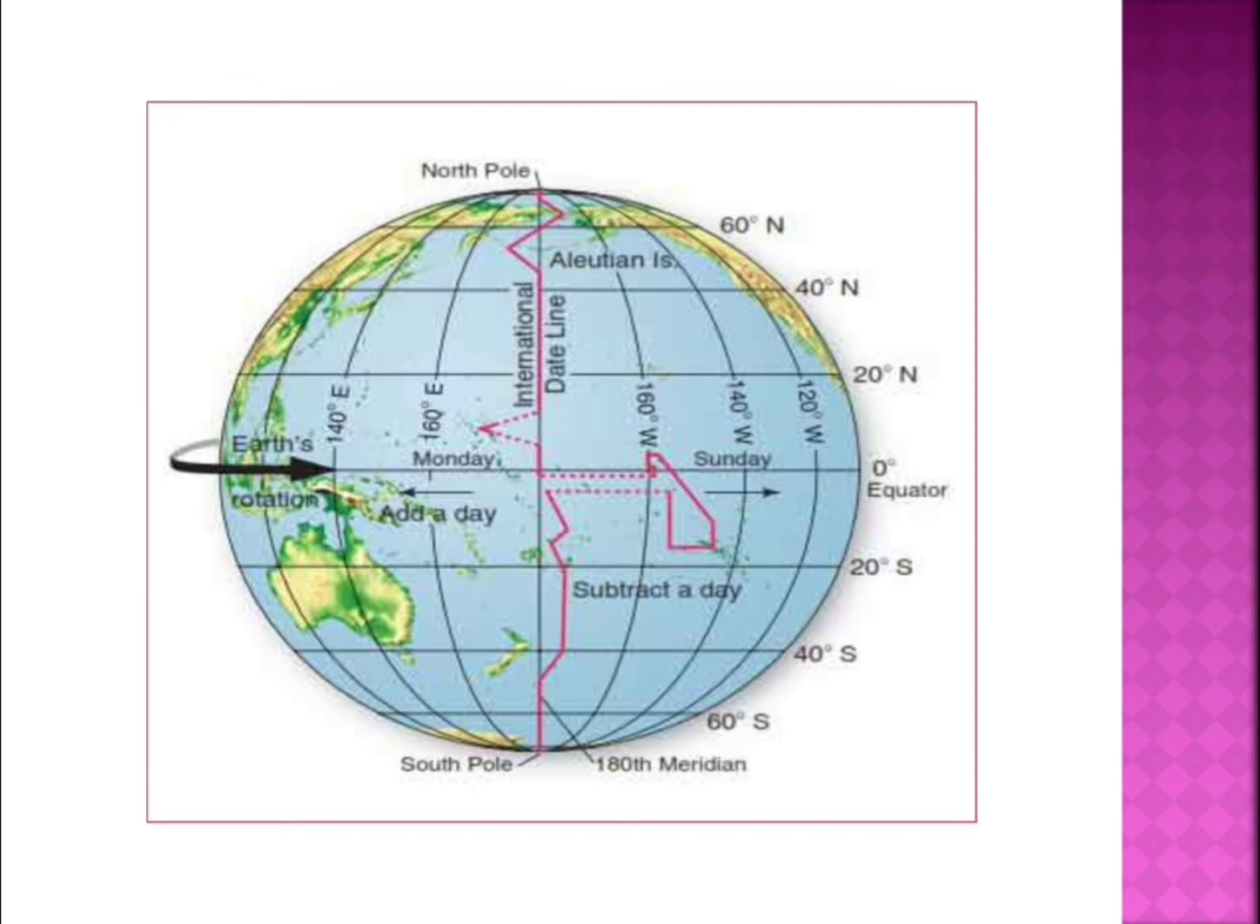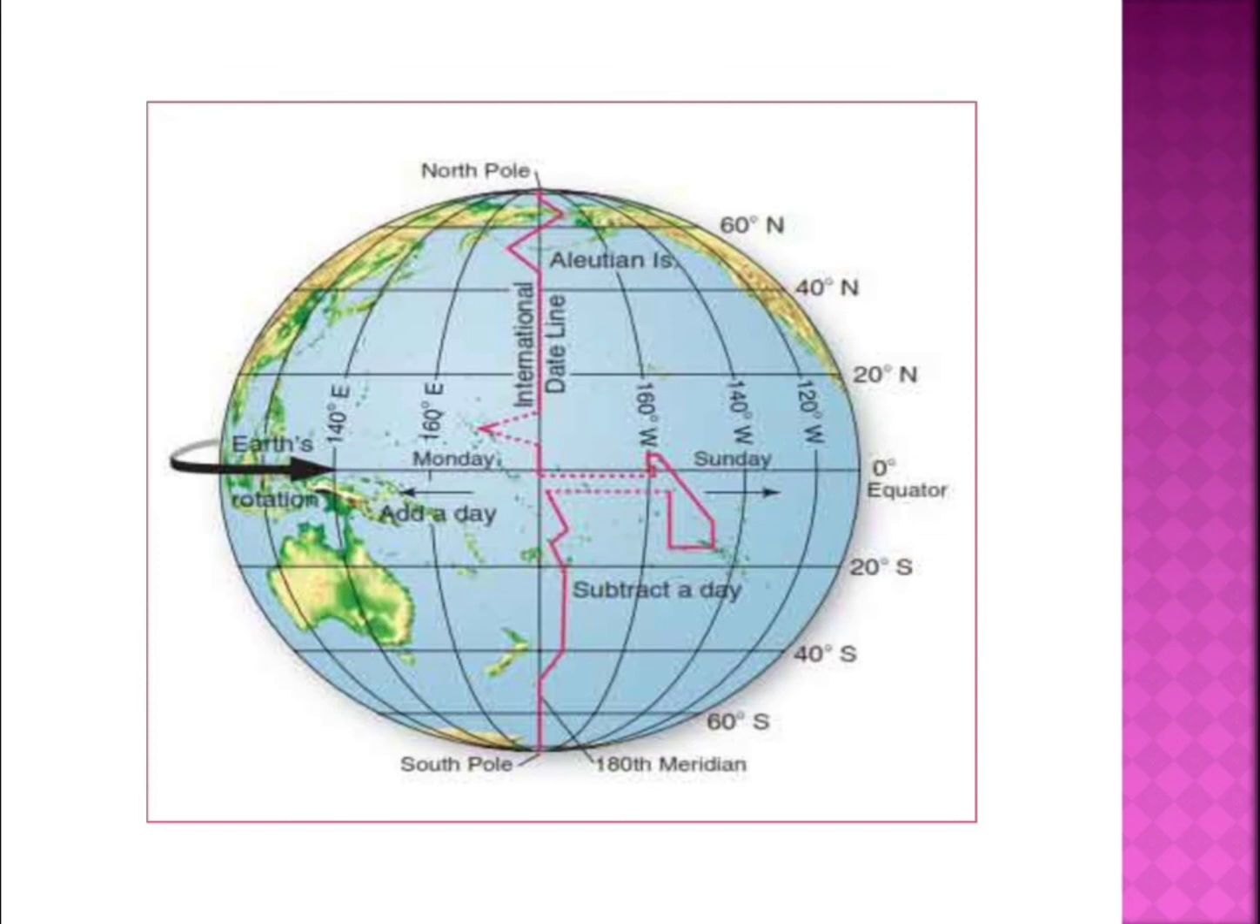Prime meridian is 0 degrees, international date line is 180 degrees, and this is not a straight imaginary line, it is a rough line. Can you see? It is in a zigzag way, isn't it, children? And it is exactly opposite to the prime meridian, on the other side. The countries lying on the eastern side of the international date line are 1 day ahead. That means if the western side is on the second date, then the eastern side is on the third date.